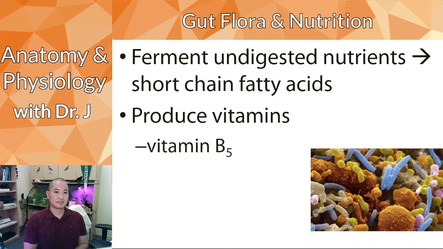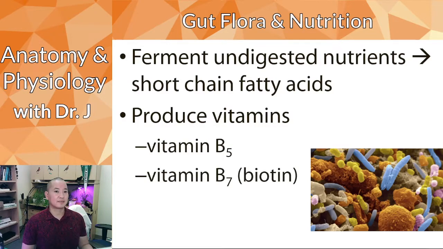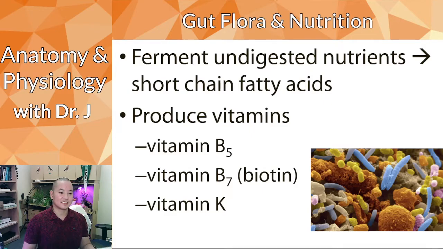Examples of this are vitamin B5 and also vitamin B7, aka biotin. And there's also vitamin K, which is actually a group of chemical compounds. But yeah, vitamin K, if you remember the coagulation and clotting lectures I had earlier in the semester, is one that's produced by fermentation, including the fermentation that occurs in your gut.